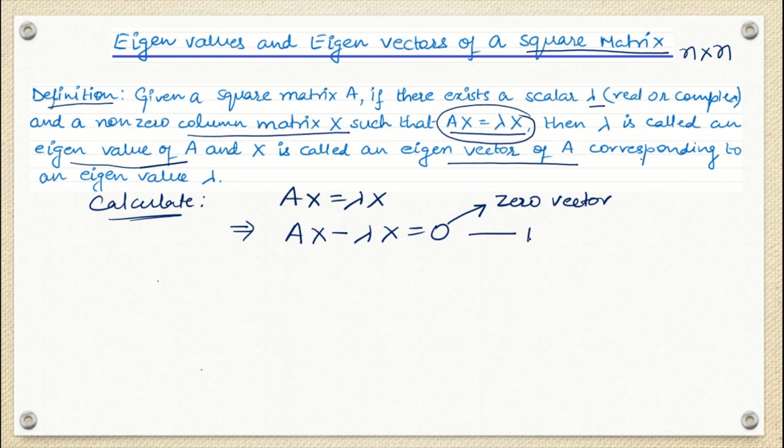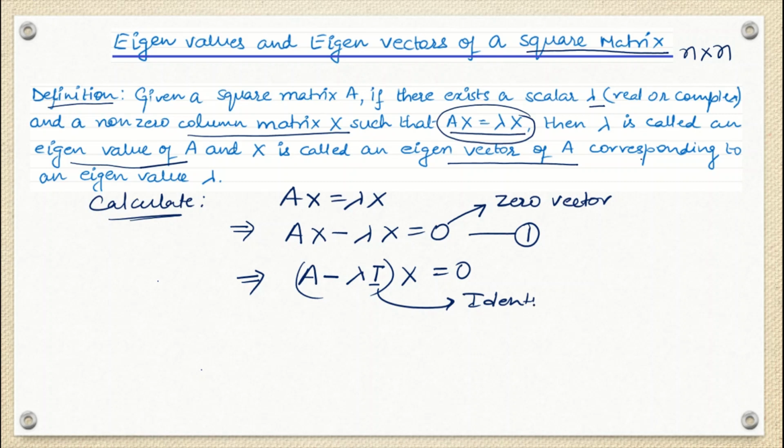So this equation 1 we can write in this form also. We have taken out x, so this is A minus lambda I, where I is the identity matrix. I hope you know what an identity matrix is. We have covered all these things in lecture number 1.